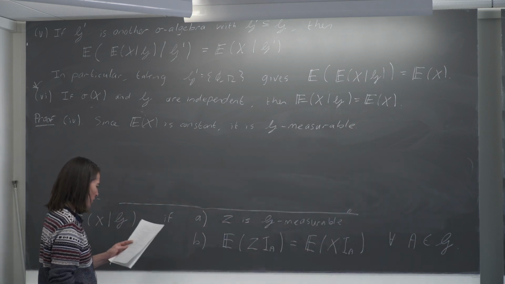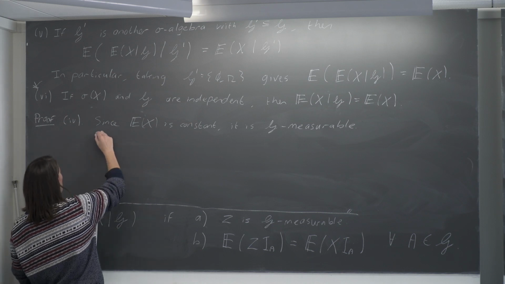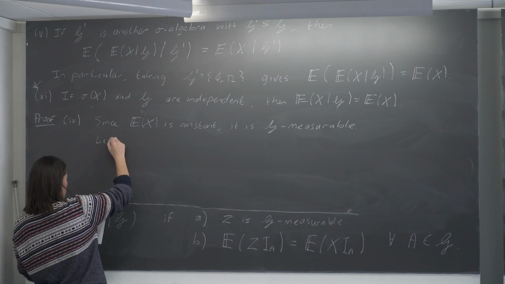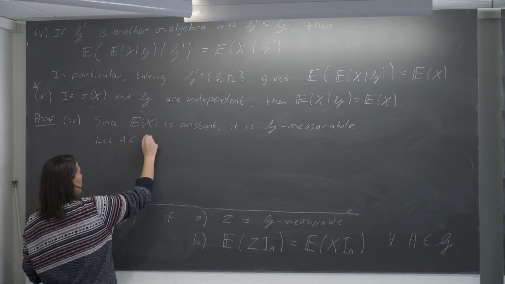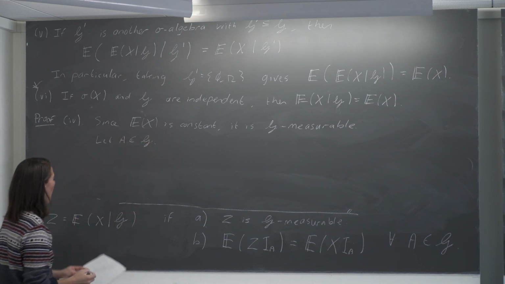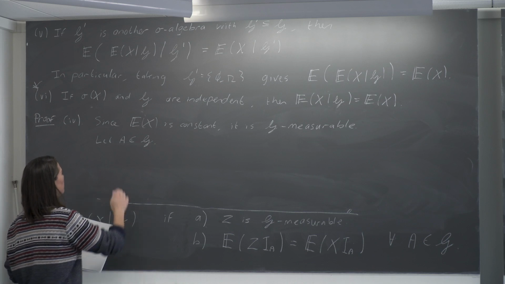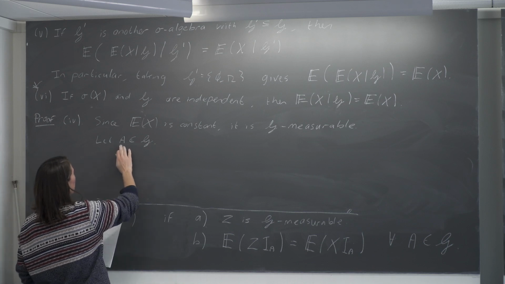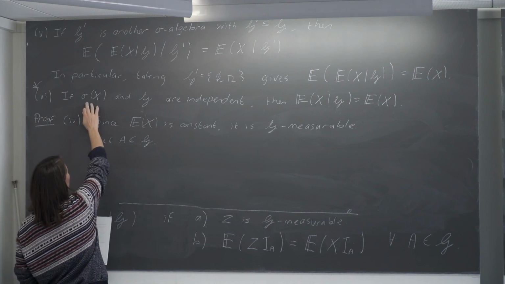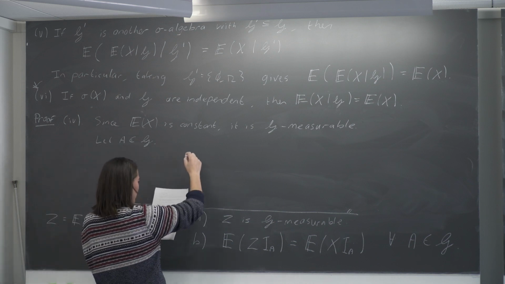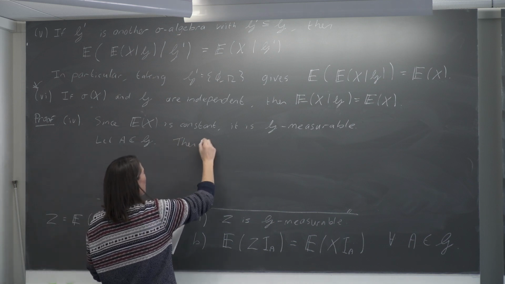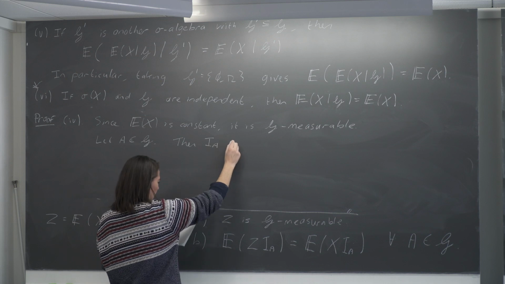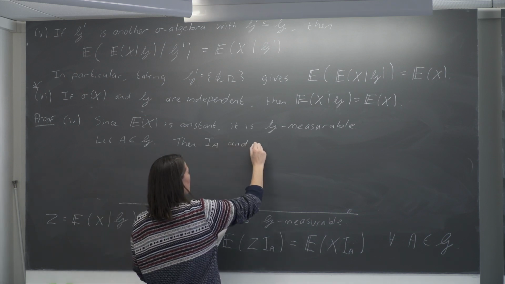What about condition 2? For condition 2, let A be in G. We know that this means that A is independent of anything in this sigma algebra. So in particular, the indicator function of A and x are independent as random variables.